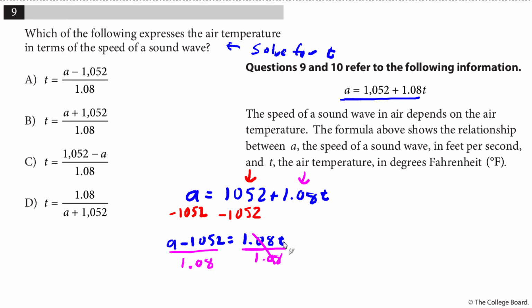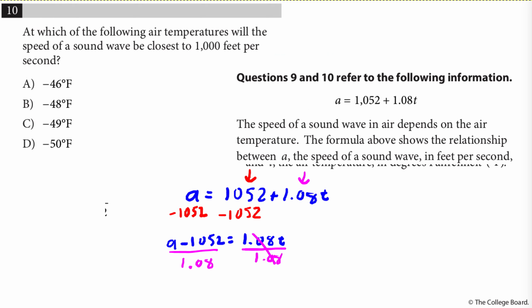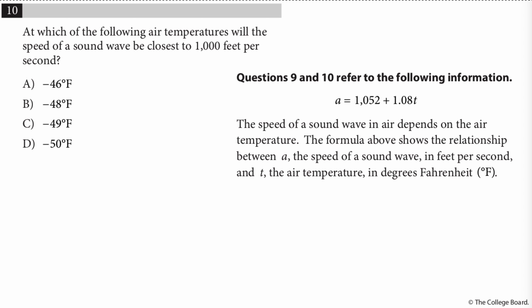And I'll have t by itself, and I'll notice, let's find my answer. T equals A minus 1052 divided by 1.08. There we go. Check to make sure that nothing else works. All right. Give this a shot.